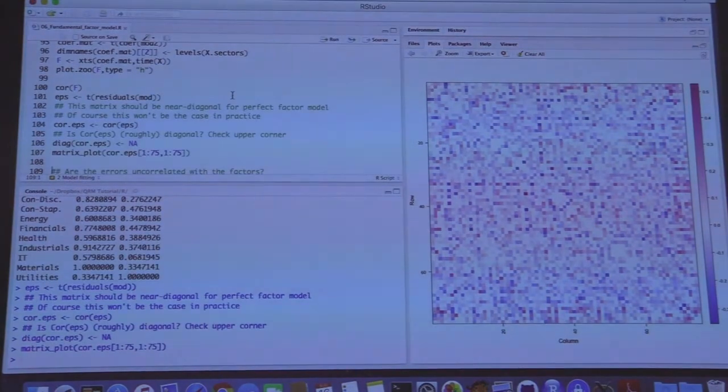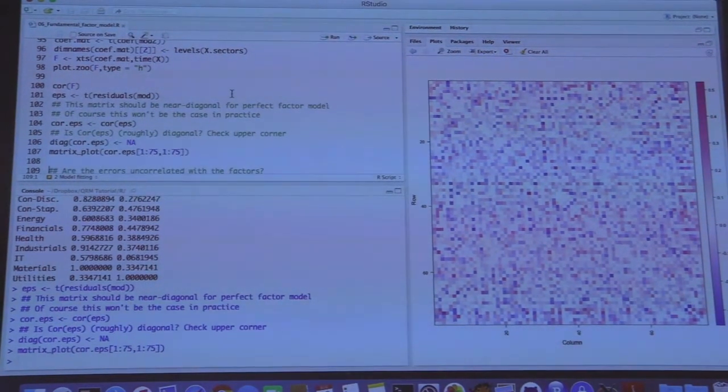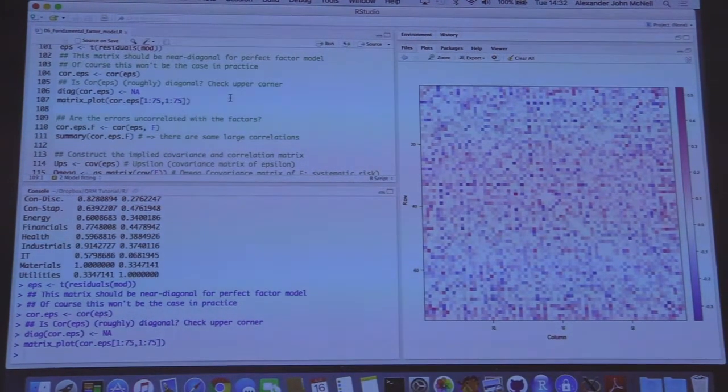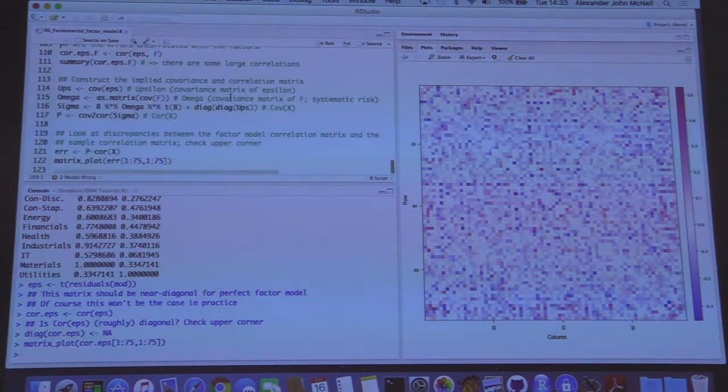I won't continue with this script, but there are a few more things that are investigated. The errors should also be uncorrelated with the factors, and there's other things you can look at. But I just wanted to give the key idea.